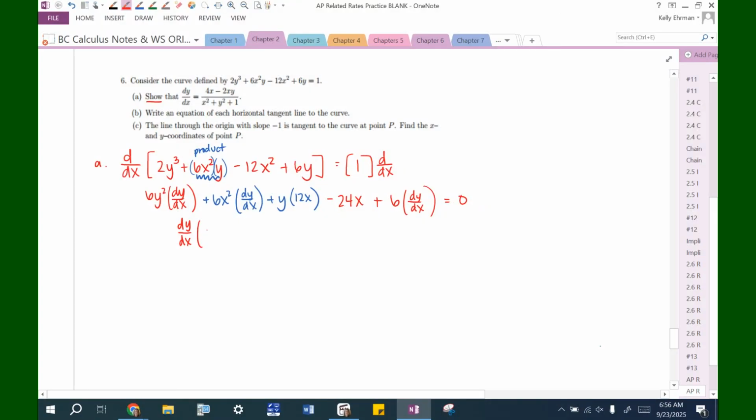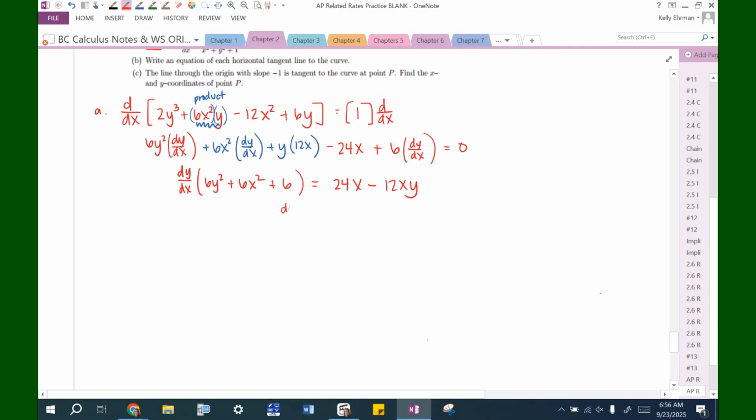But if I factor this out, I get 6y squared plus 6x squared plus 6. I'm also going to move the non-dy dx terms to the other side. So plus 24x minus, this could be 12xy. And now I can divide by the parentheses. I'm also going to show that I'm factoring a 6 out. Or again, you could say divide both sides by 6. I'm just going to factor a 6 out.